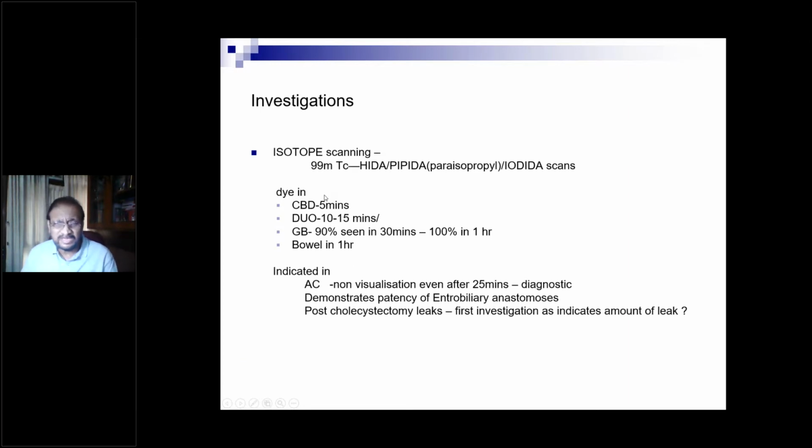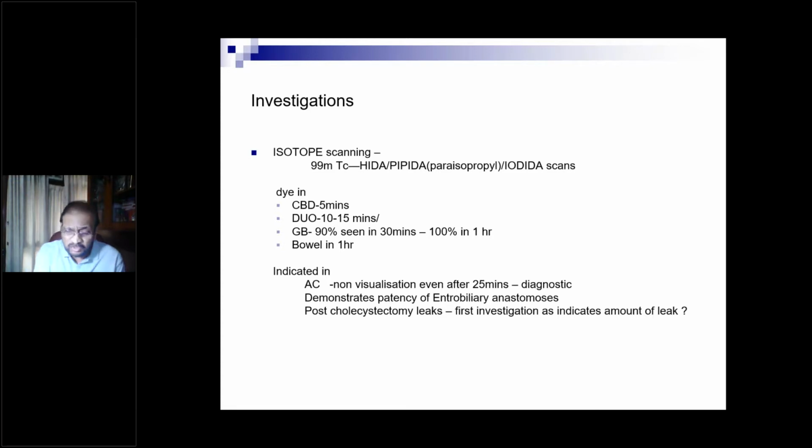Now, what about the other investigation? Isotope scanning. And which isotope scanning? The HIDA scan, the PIPIDA scan, right? Now, the dye is injected, tagged with 99 technetium. The dye is injected, and when do you see the various parts of the hepatobiliary channel? The CBD can be seen within 5 minutes. That's very important. The duodenum 10 to 15 minutes.